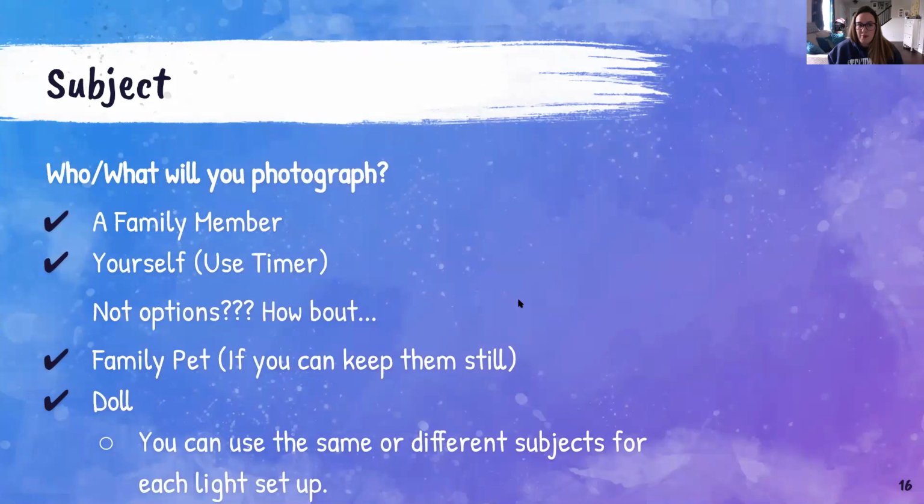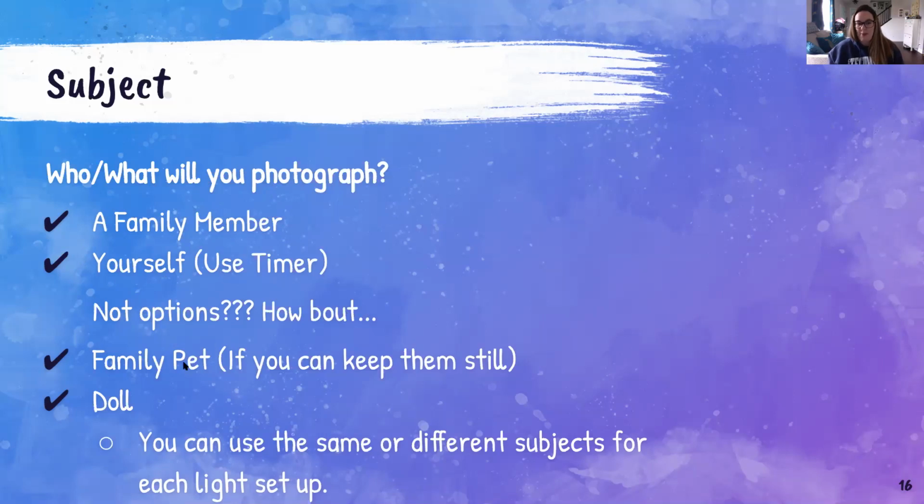So who are you going to photograph? Okay, ideally you would use a family member. This is supposed to be a portrait, so there should be a subject in the portrait. If you don't have anybody at home when it's light time, then you can use yourself and just put your phone or your iPad on the timer and use the timer feature. If that's not an option, unless you just can't fathom taking a picture of yourself, you should really just get over it and do that as your second option.